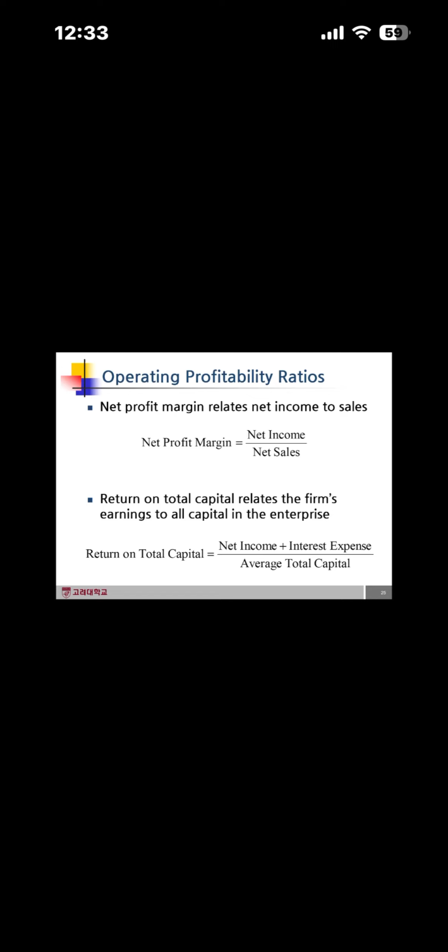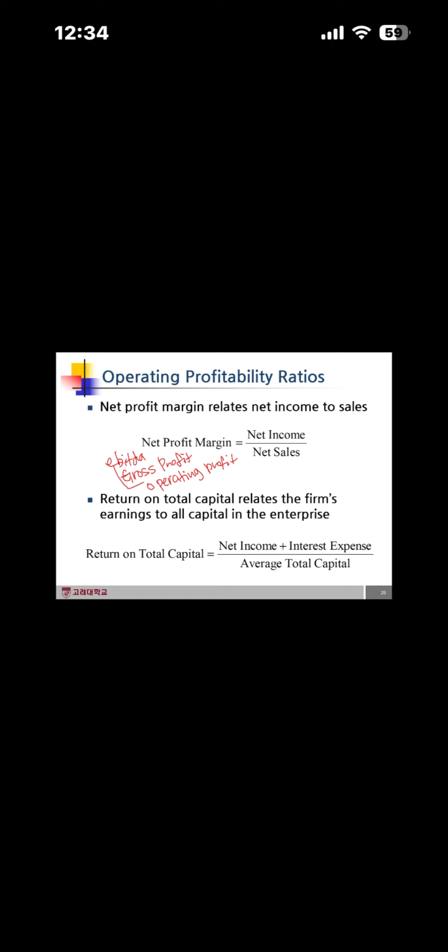And other common financial metrics are EBITDA, or gross profit, or operating profit. So these metrics also show the company's profitability.